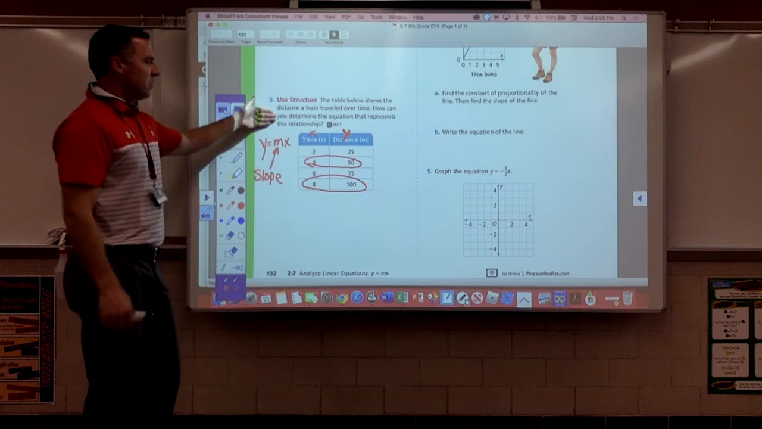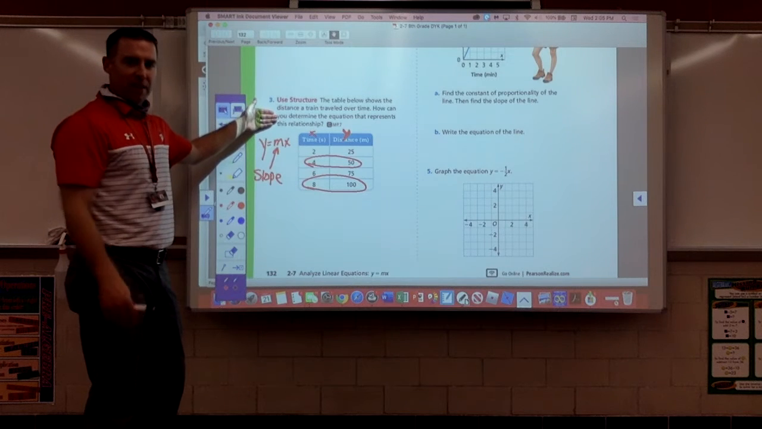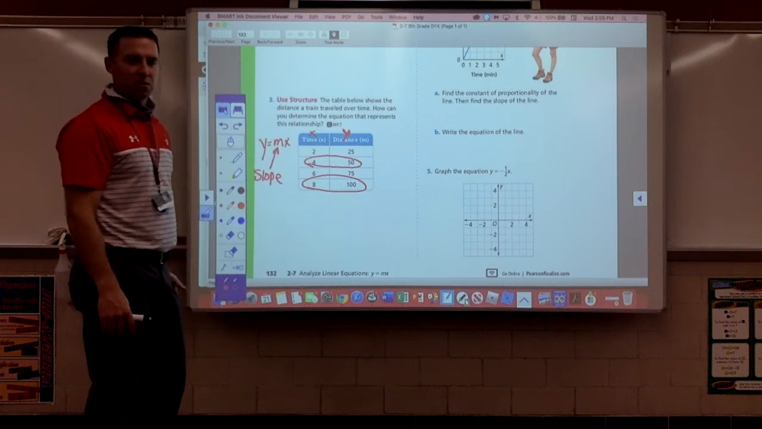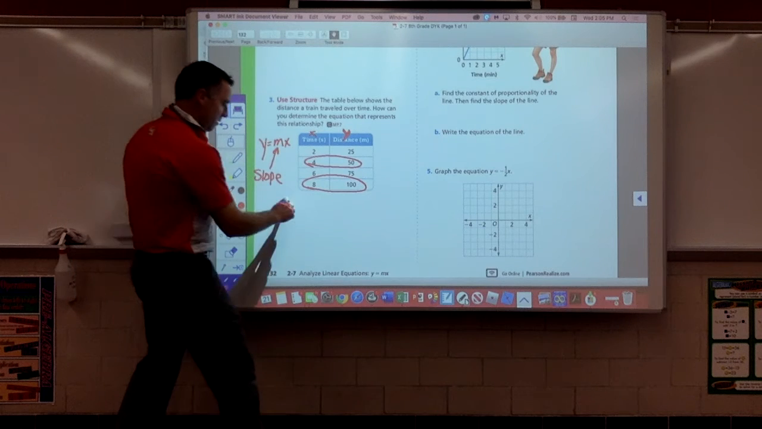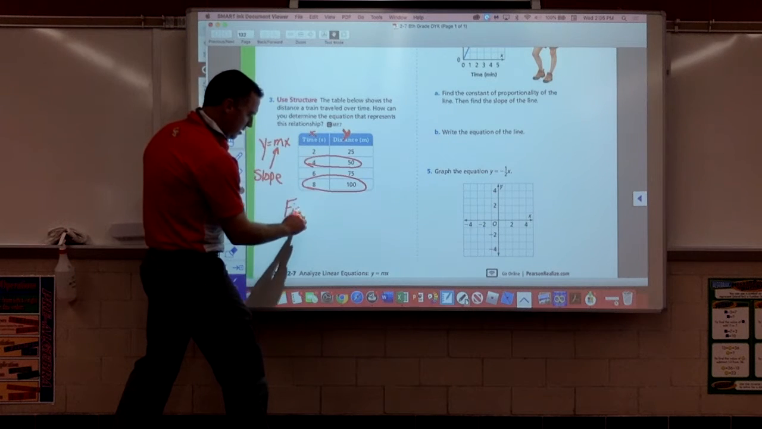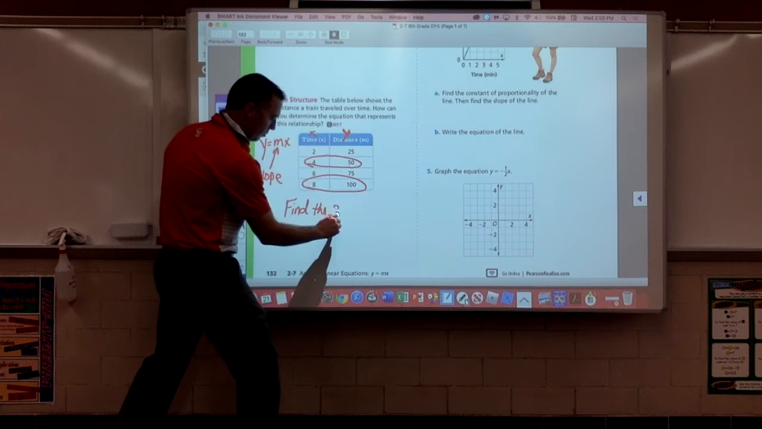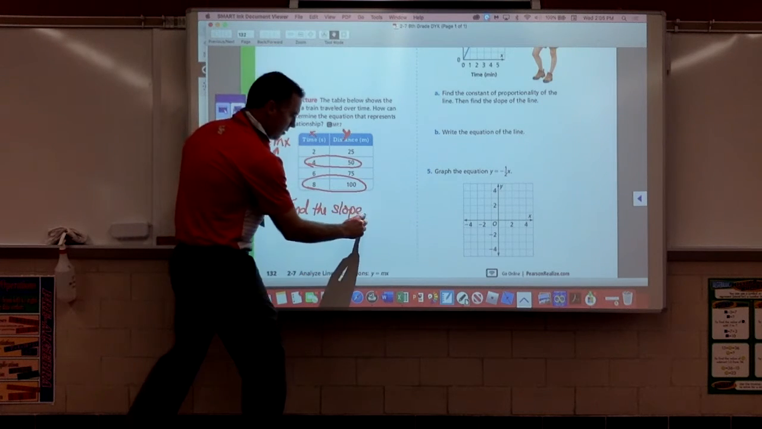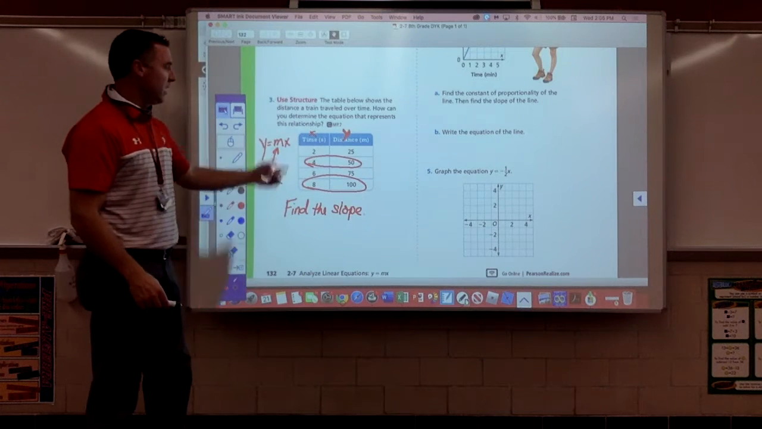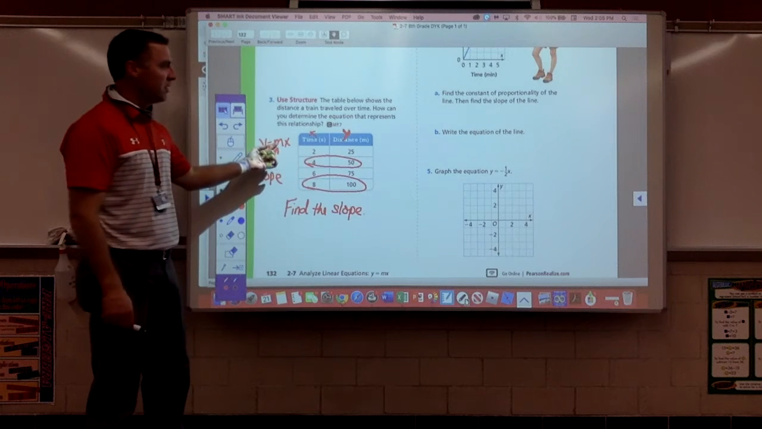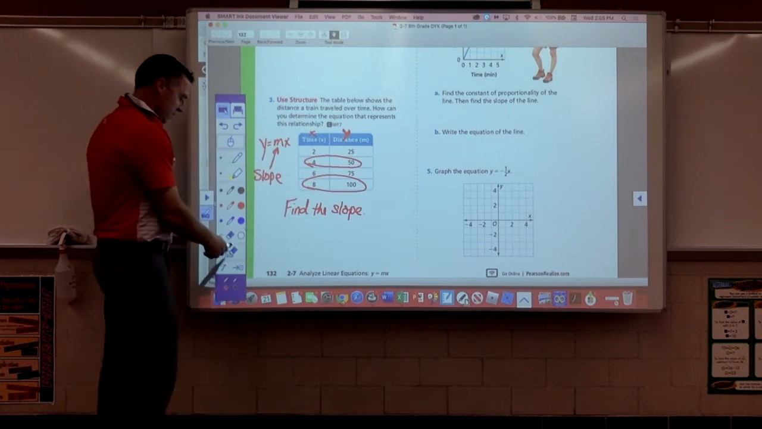So how can you determine the equation? What do we want to do with that table of values? Find the slope. Y minus Y over X minus X. That's how we can. And once you find the slope, you plug it into that equation for m.